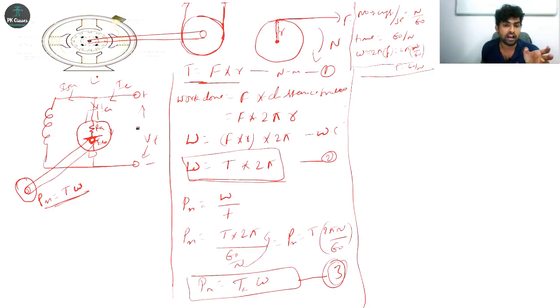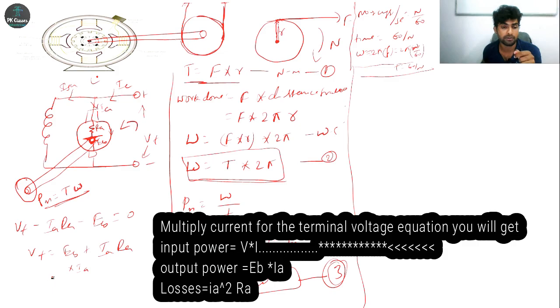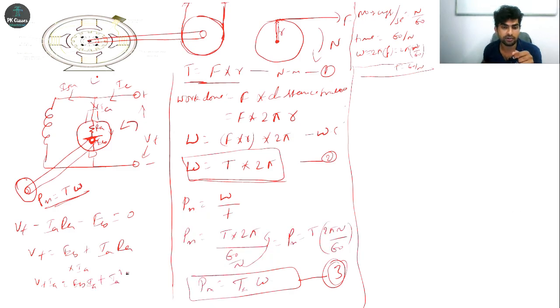I'll apply KVL for this loop. So V, the terminal voltage, minus IA RA minus EB is equal to 0. So V is equal to EB plus IA RA. Now I'll multiply this equation by the armature current. You will get V into IA is equal to EB into IA plus IA square RA.